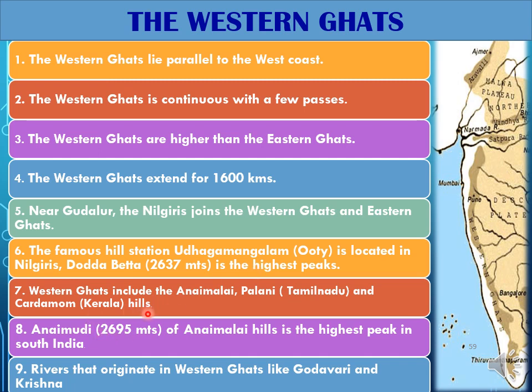Western Ghats include Anaimalai, Palani, Tamil Nadu, and Cardamom Hills in Kerala. Anaimudi, 2695 meters of Anaimalai Hills, is the highest peak in South India. Rivers that originate in Western Ghats, like Godavari and Krishna.